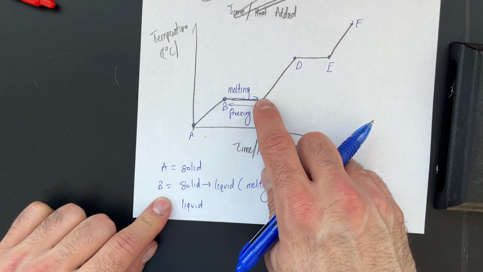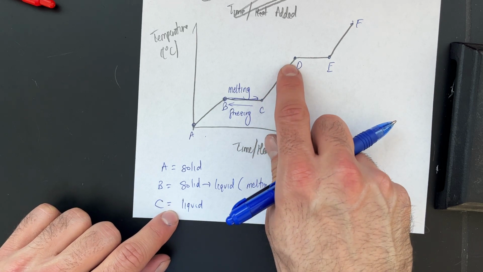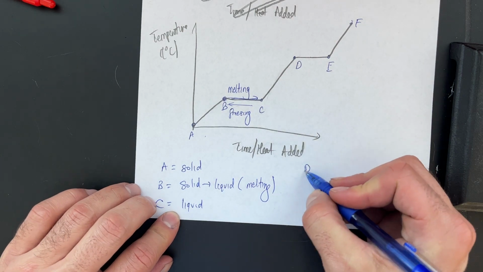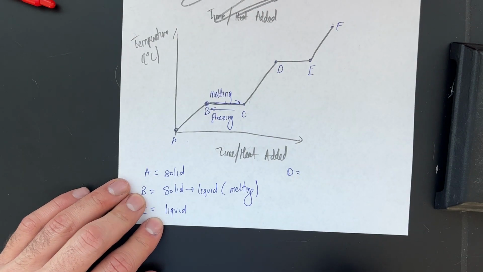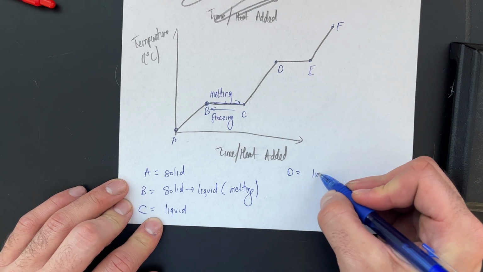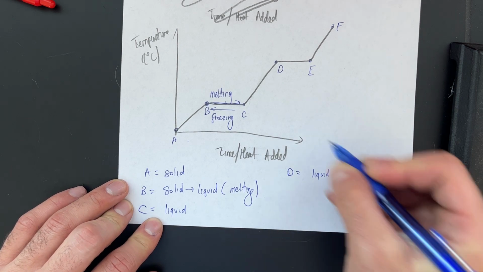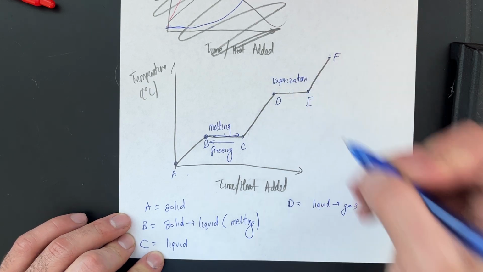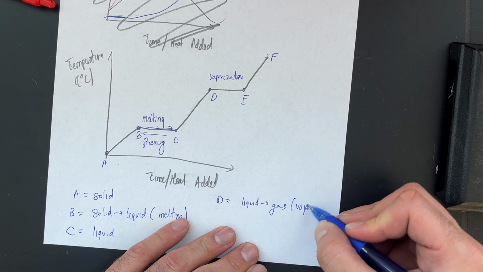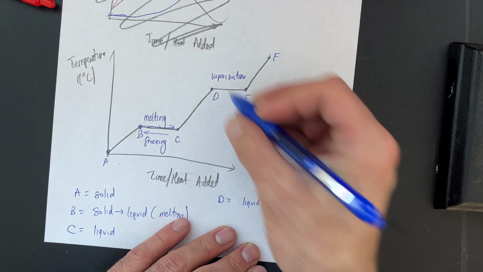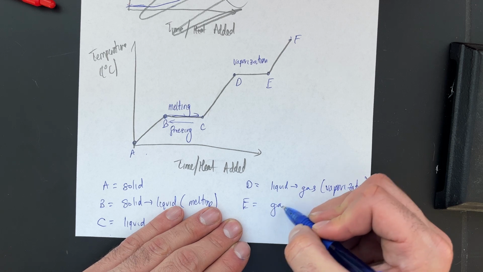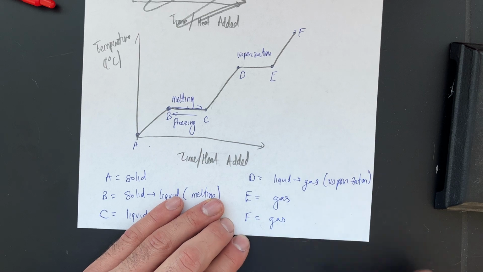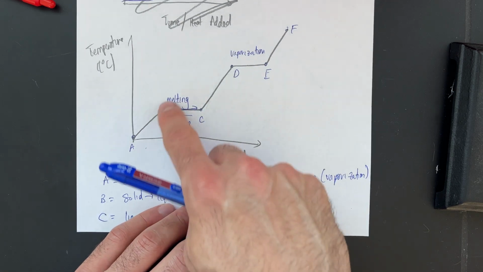Then at C, we take that liquid and increase its temperature. As we add heat, temperature is going to increase up until we get to D, where we go from a liquid to a gas. We call that vaporization, and we can put that here, all the way until we get to E, when we're fully a gas. And then F is still gas. So this is what's happening here.